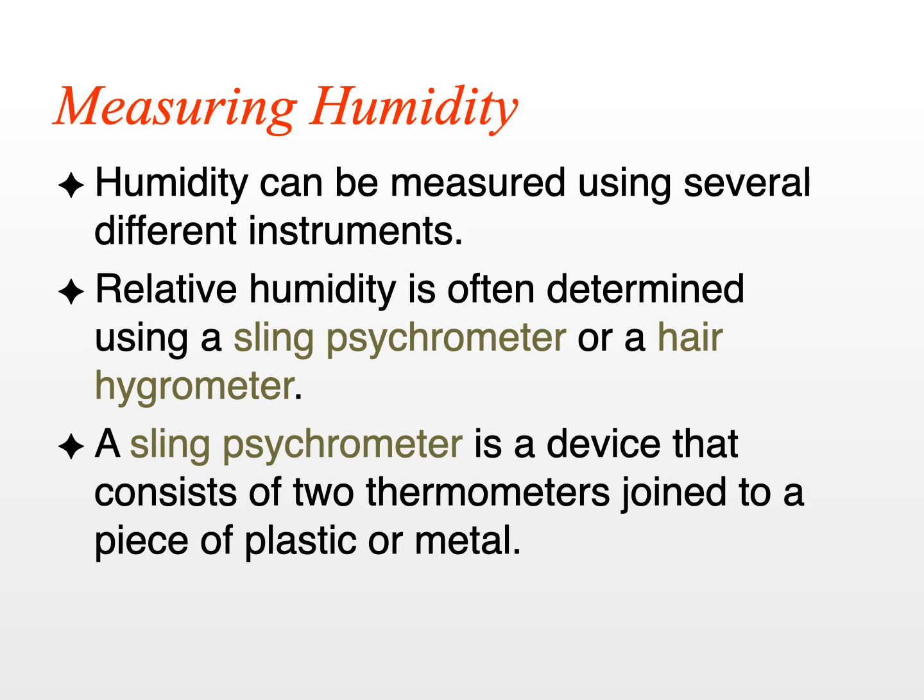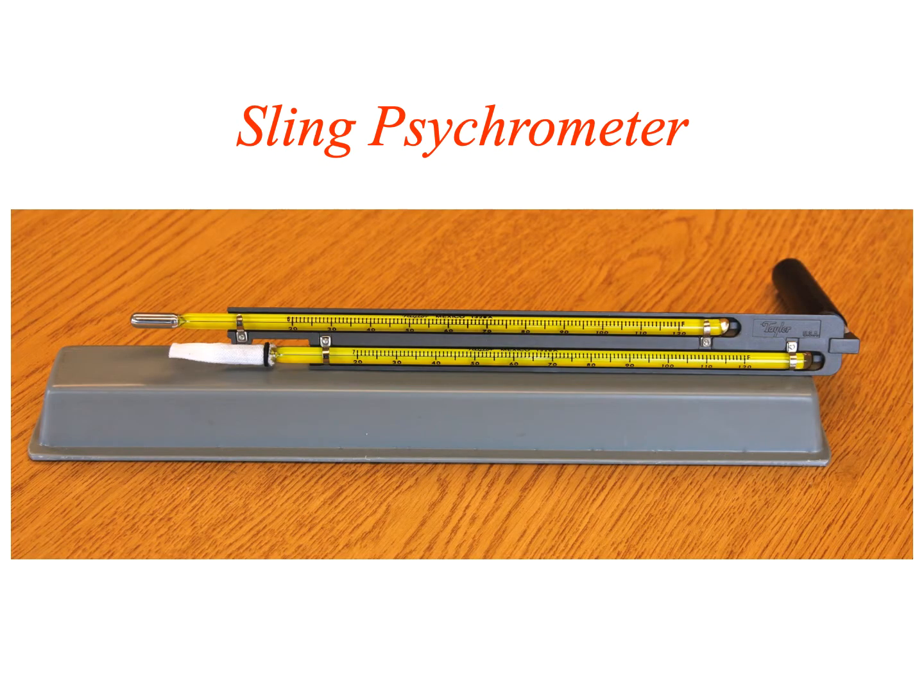So how do we measure relative humidity or humidity? Humidity can be measured using several different instruments. Relative humidity is often determined either by a sling psychrometer or a hair hygrometer. A sling psychrometer is a device that consists of two thermometers joined to a piece of plastic or metal. But one thermometer is a little bit different than the other.